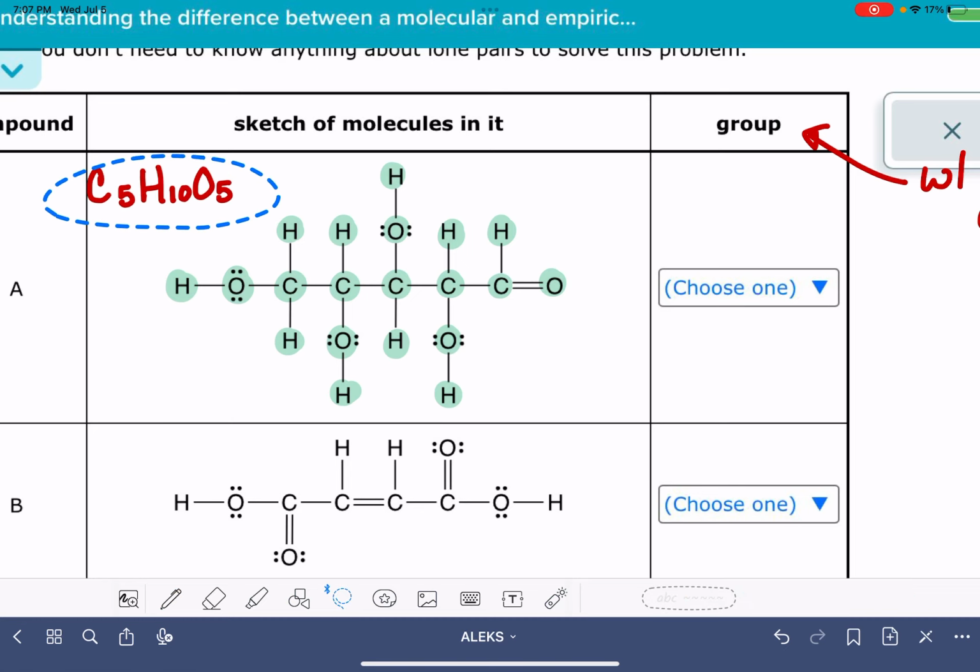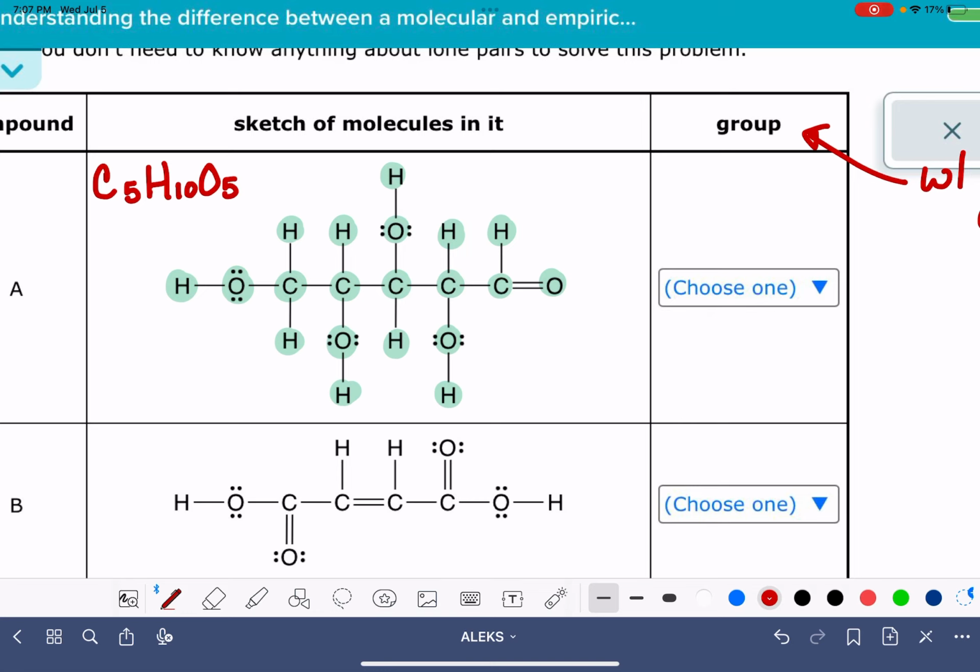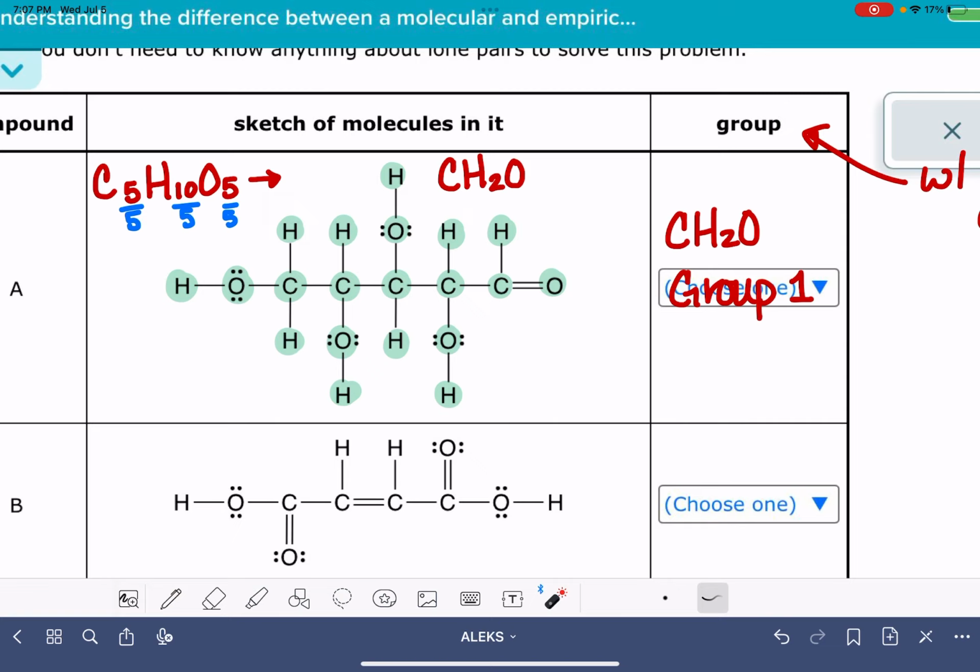Can we simplify it down to smaller numbers? Can we simplify and write an empirical formula? If we divide, we can divide 5 and 10 and 5. We can divide all of those by 5. So this would simplify down to an empirical formula of CH2O. That is our empirical formula, CH2O. And we're just going to designate that as group, I can't remember if it uses letters or numbers. Let's just say it's group 1. CH2O, that is our group 1.